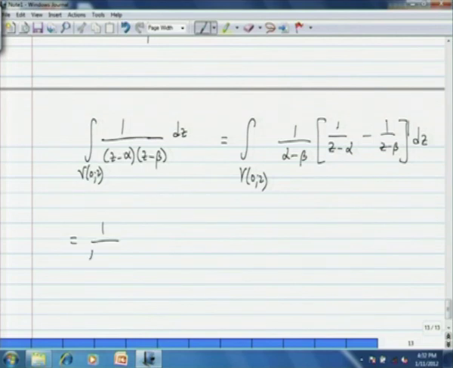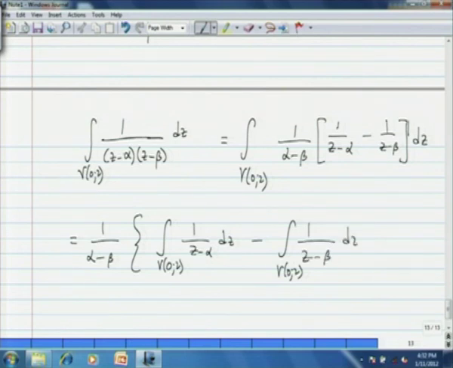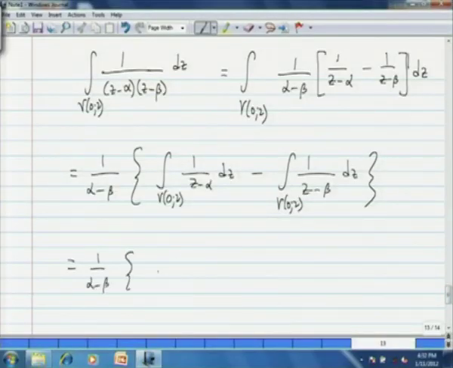So, this gives me 1 by alpha minus beta times, in brackets, the integration over gamma 0 2 of 1 by z minus alpha dz minus the integration over gamma 0 2 of 1 by z minus beta dz. Since alpha and beta are both in the inside of the curve gamma 0 2, I can use Cauchy's integral formula on either of these integrands. Here the analytic function is 1, so that gives me just 2 pi i. Or you can think of it as using the fundamental integral. Either way we get 2 pi i minus 2 pi i.